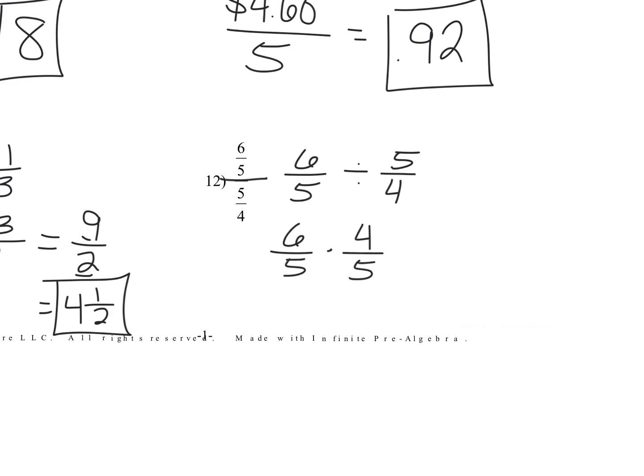What's my next step? Multiply straight across. What do we get? 24/25ths. Can I do anything with that? No. We okay on that one?